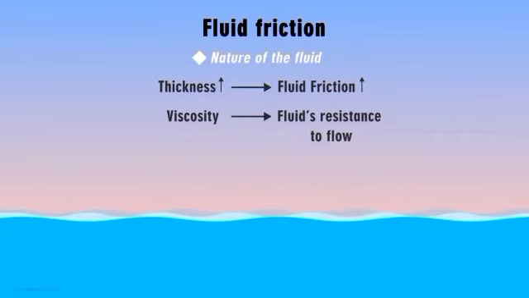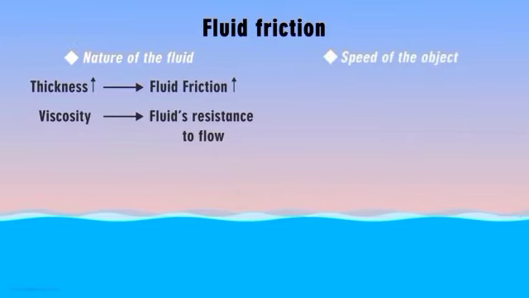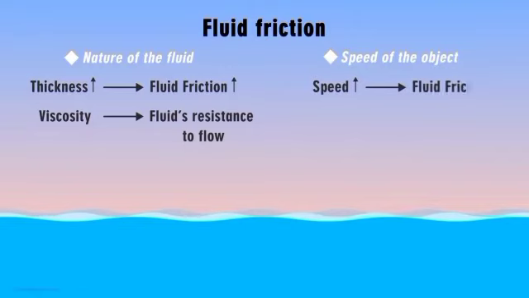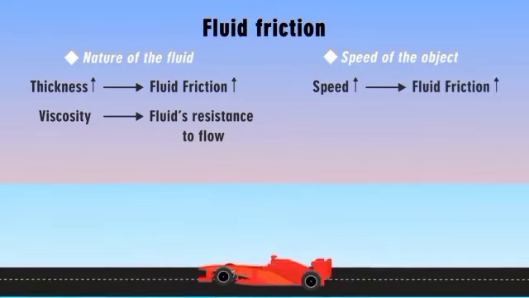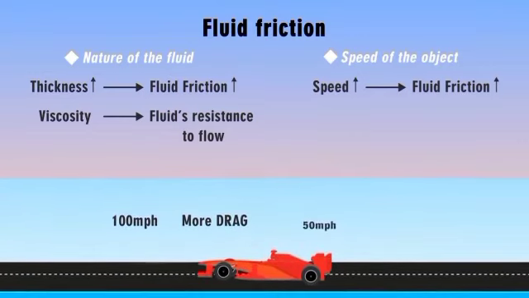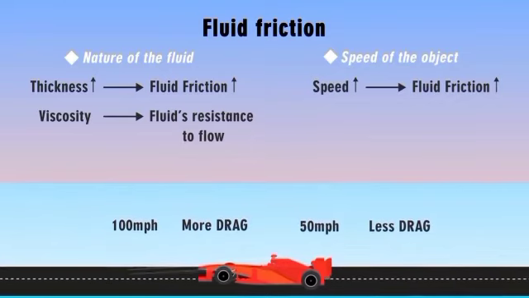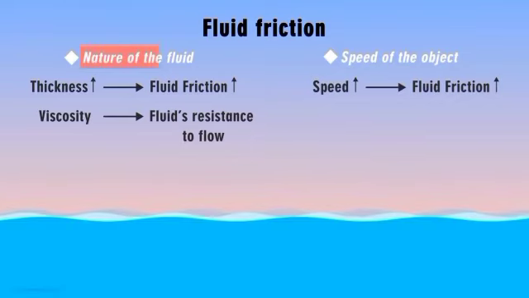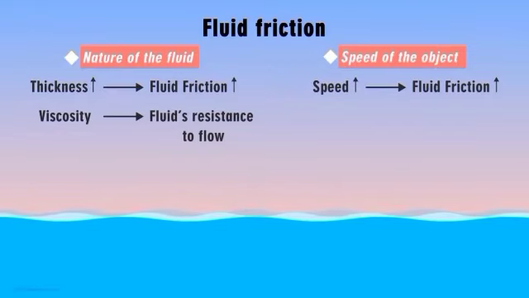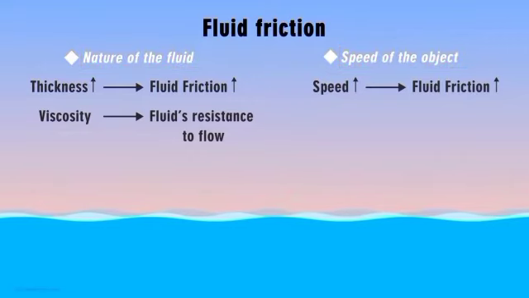Can you think of any other factor? Another factor is the speed with which the object is moving. Higher the speed of the object moving through a fluid, greater will be the frictional force acting on it. A vehicle traveling at 100 miles per hour will face more drag of air as compared to a similar vehicle traveling at 50 miles per hour. Apart from the nature of the fluid and the speed with which the object is traveling, is there any other factor on which fluid friction depends?